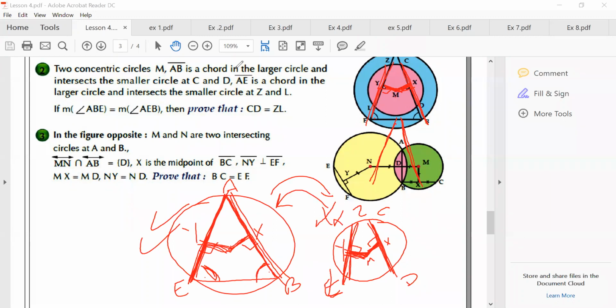Okay, is this clear? This part is very important. If two chords are equal, then they are at equidistance from the center. And in this one, if the two chords are equidistant from the center, then the two chords are equal. Given AB equal to AE, then MX equals MY. And the opposite: if MX equals MY, then CD equals ZL.